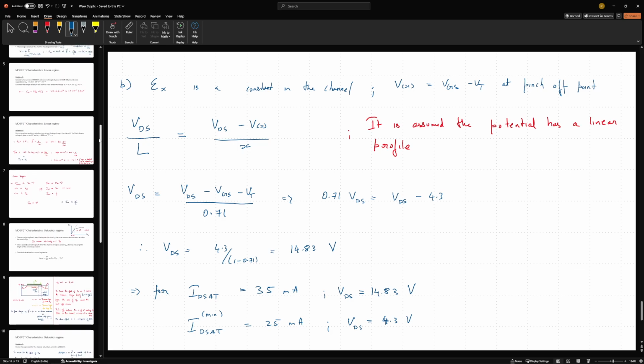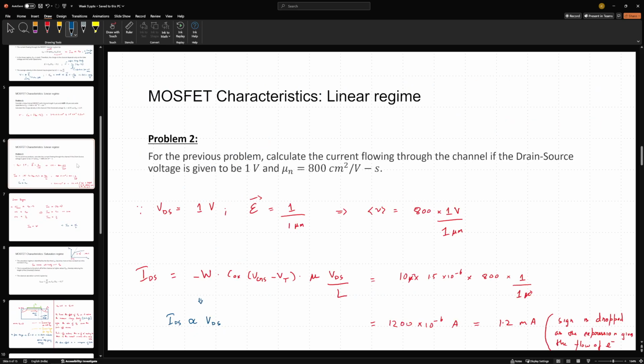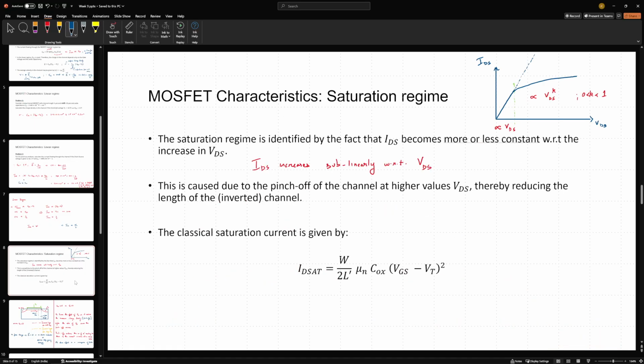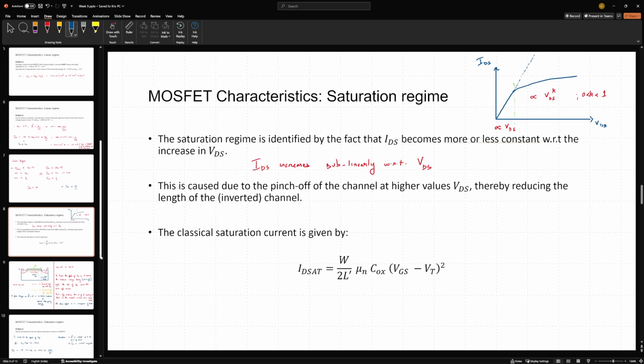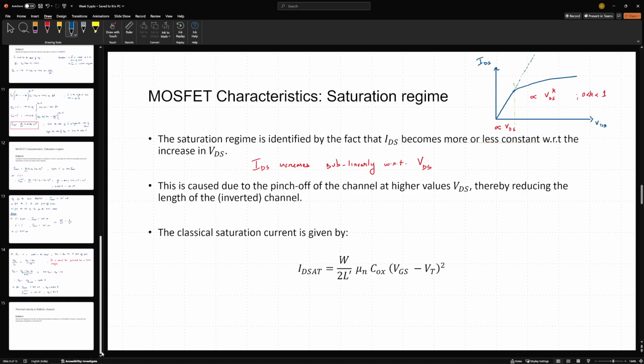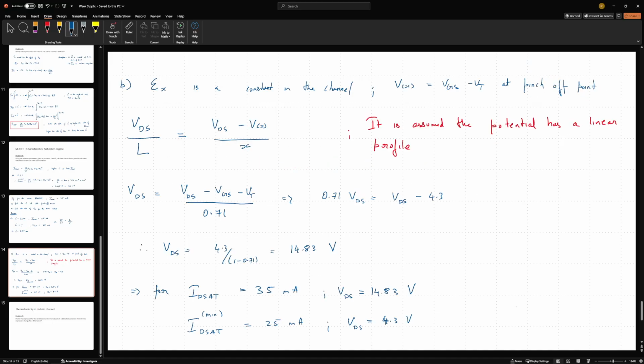So in the linear regime, yes, here we are. We had 1.2 milliampere at 1 volt. Okay, so just to get a qualitative picture of what is happening, I have 3 data points with me now. Let me try plotting that to see how this current profile looks like.